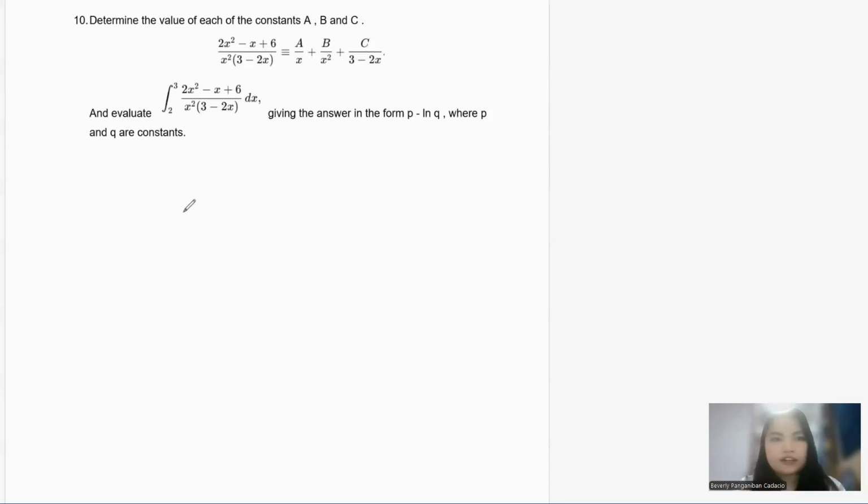Okay, now let's go with number 10. So we're going to, again, expand this one. 2x squared, I mean, put it in the format, minus x plus 6. And then the a will be multiplied by x squared. And, oh, wait, you need to be careful on that one because it's repeated.